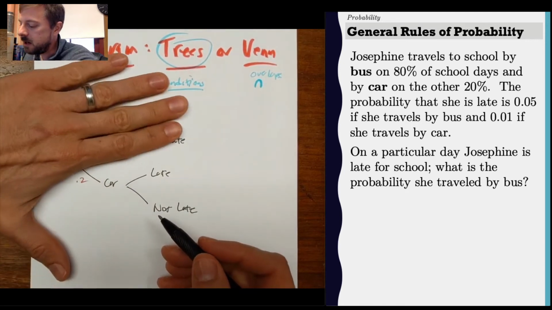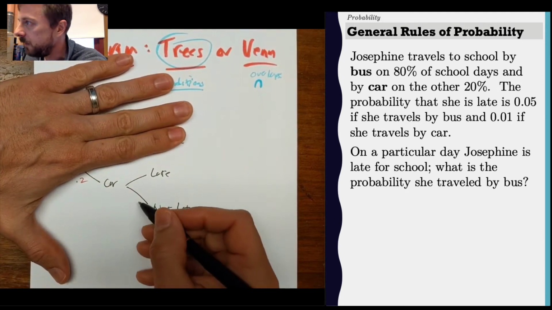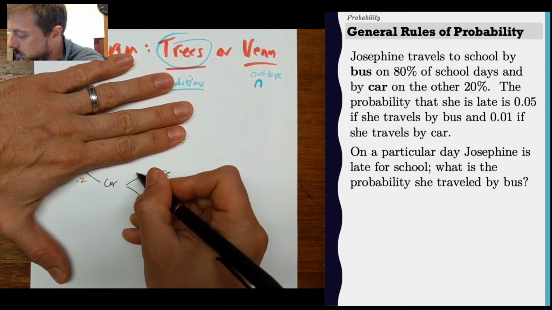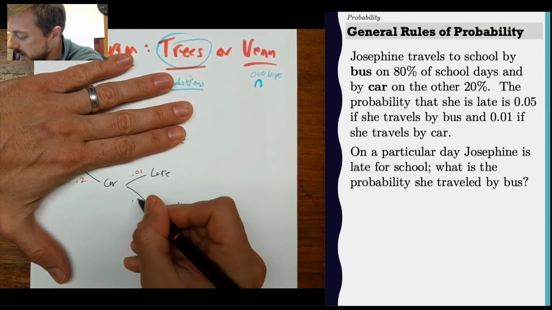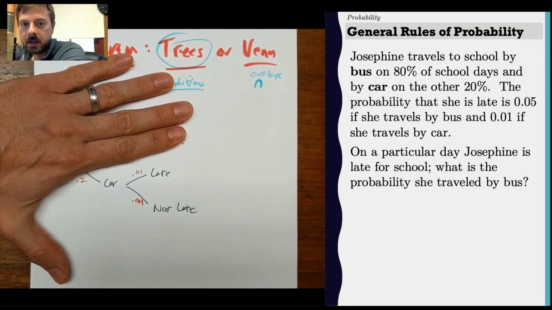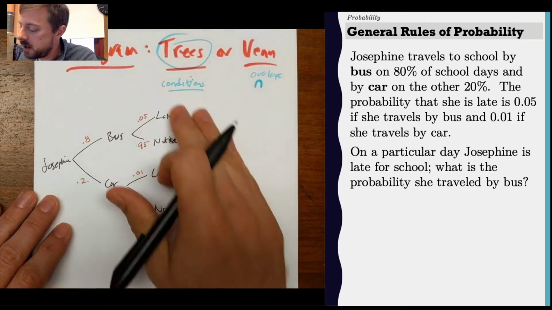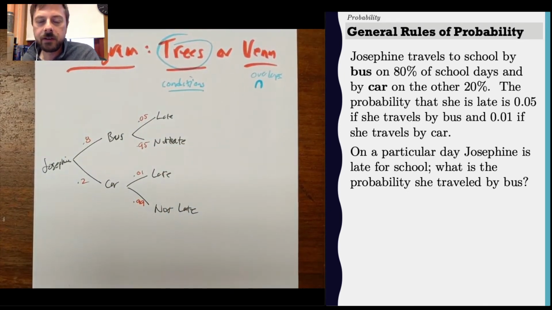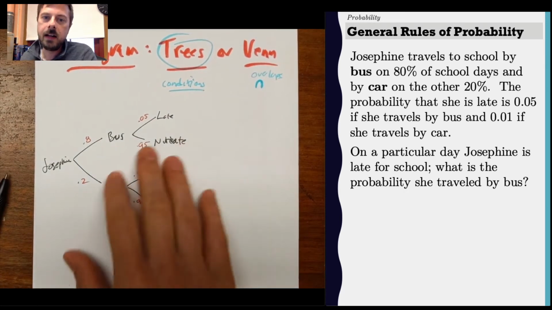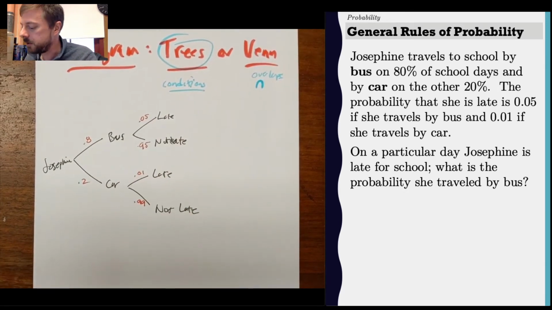Similarly, now let's look at the other world. She takes the car. Well, if she takes the car, she's late 1% of the time and she's not late, therefore, 99% of the time. That makes up all the possibilities within that world. So this tree diagram really nicely summarizes the key things that are going on in this scenario. So now let's go to the question itself.